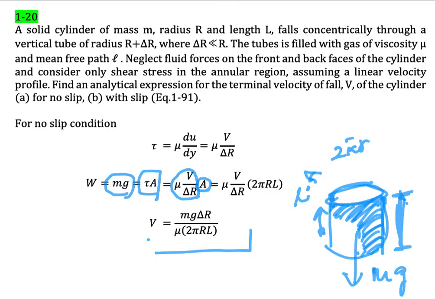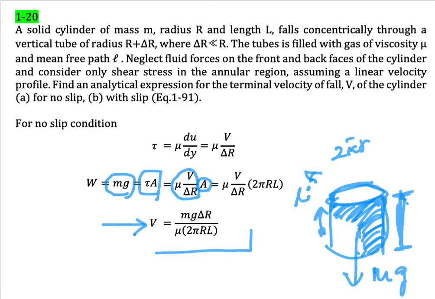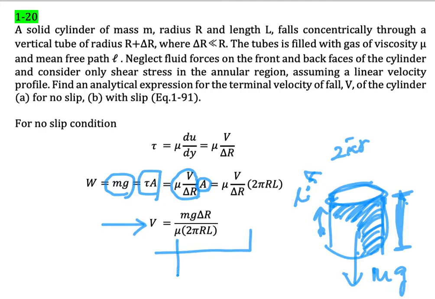Okay, as I said, this is the idea to measure the viscosity of liquid. Now you can see that if you could measure the velocity of that object falling down, you could determine the dynamic viscosity, or vice versa. You have the mass, you could weigh this object, gravity, delta R, 2 pi, R and L, everything you could measure manually. So if you could measure the time or the velocity of that object falling down, you could get the value of viscosity.